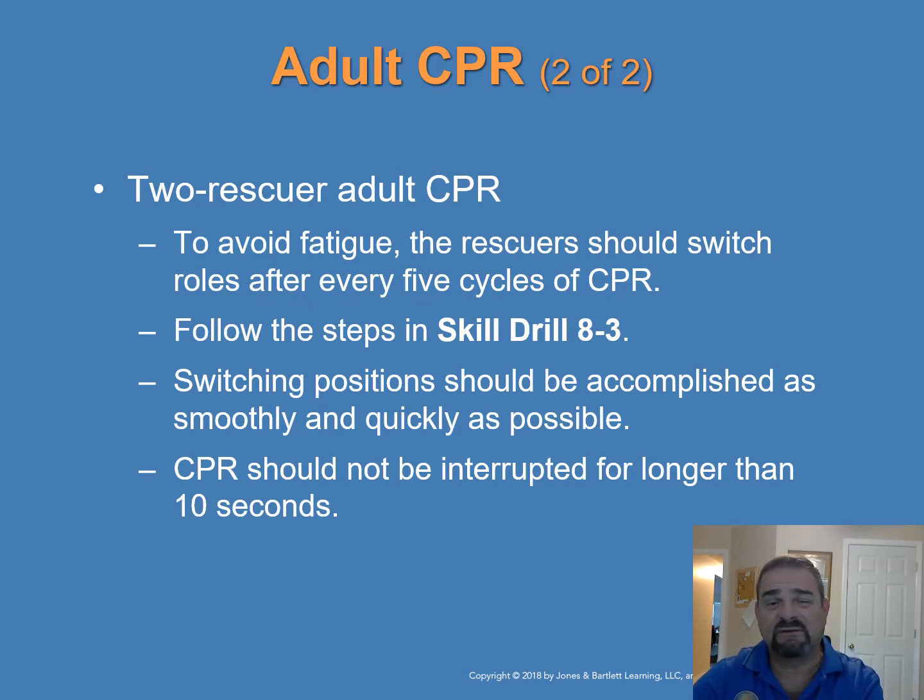All right, so with two rescuer adult CPR, to avoid fatigue, you need to switch off quite often. One rescuer can deliver chest compressions and the other performs rescue breathing. Chest compressions and ventilations can be given more regularly and without interruption. Again, like I mentioned earlier, to avoid rescuer fatigue, the two rescuers should switch roles every 5 cycles of CPR. CPR should not be interrupted for more than 10 seconds. If possible, position yourselves on opposite sides of the patient, one near the head and one near the chest. You'll be following skill drill 8-3 when you do your skills on this.